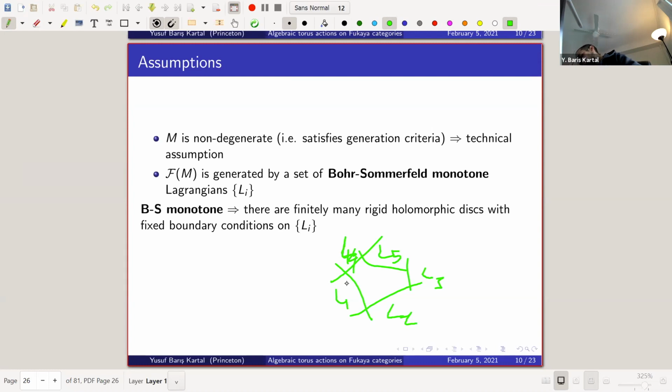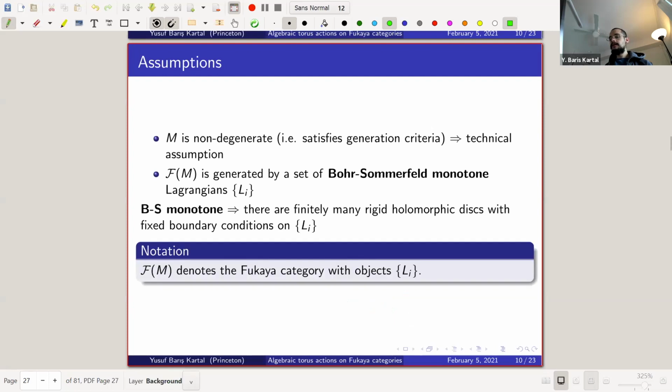And people usually use this type of assumption to set the Novikov parameter to be 1. For me, it plays a more crucial role. Let me mention that it is very related to the word algebraic that appeared in the title. The finiteness of the sums defining A infinity products is very important for me. And yeah, so this is the notation. I will use F of M to denote the Fukaya category spanned by the objects Li. So in principle, it's defined over Novikov polynomials, but I'm going to take it defined over the Novikov field.